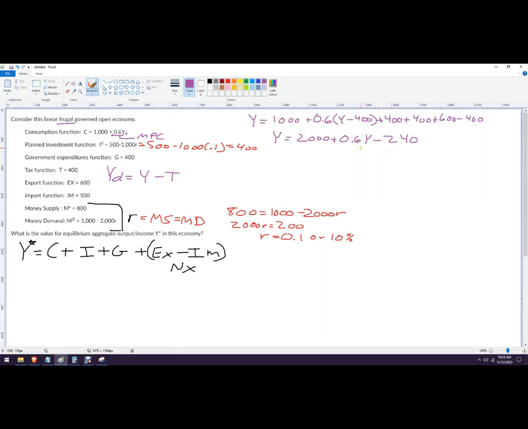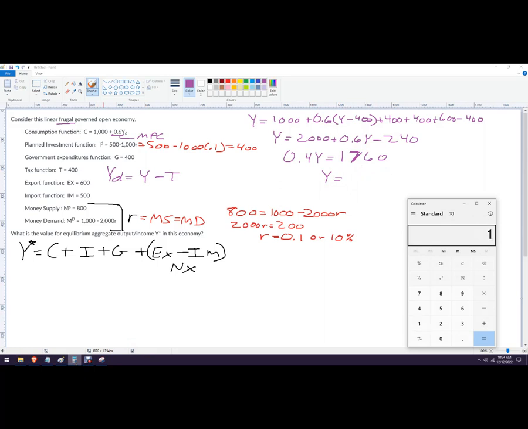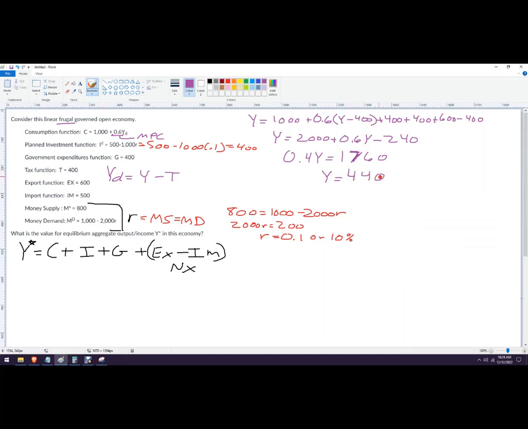Okay, so then we're going to subtract 0.6Y from both sides. So we've got 0.4Y, and then this right here is 1,760, because it's this and this. Now we're going to divide both sides by 0.4, and we get some number. 1,760 divided by 0.4 is 4,400. Sorry, I said 440 at first, but it's 4,400. So 4,400 is the answer that we get here.